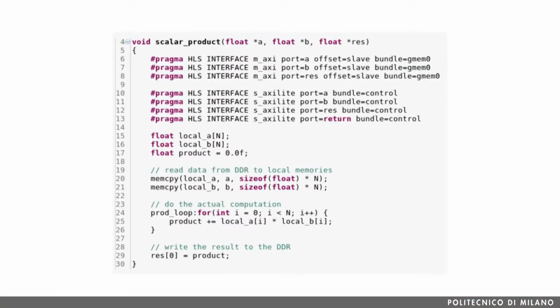So far, we have considered an embarrassingly parallel code, where all the iterations of the loop are completely independent from each other. Let's now consider a different code, namely a simple kernel that performs the dot product of 2 vectors, also known as scalar product. By looking at the prod loop that performs the actual scalar product, we can see that each iteration of the loop depends on the previous iteration. Indeed, the variable called product holds the accumulation of the products of the components of the 2 vectors local A and local B. In other words, the variable adds its previous value with the product from the 2 vector components at iteration I.